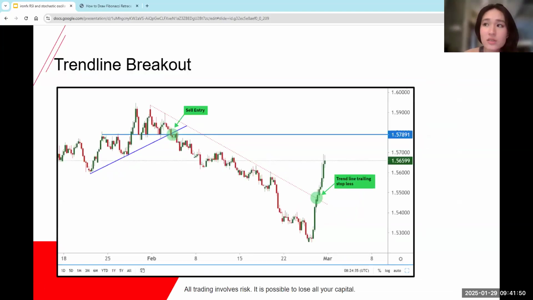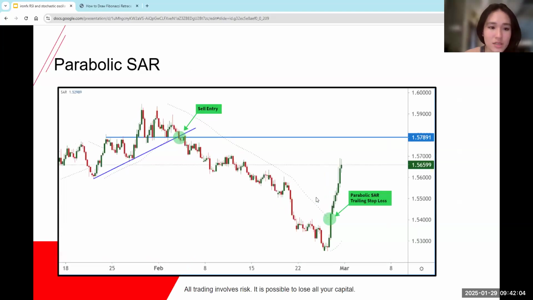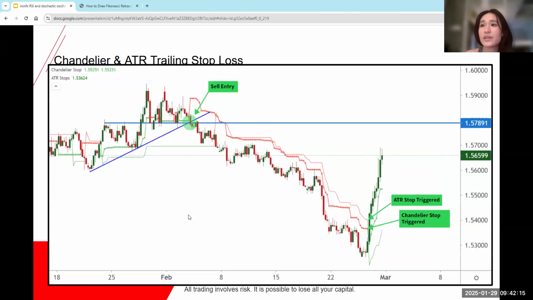Okay, trendline breakout, pretty similar concept to earlier. Here prices are moving below the descending trend line, and our trailing stop loss is triggered once price crosses over this line. Okay, parabolic SAR, also the same concept. And chandelier and ATR, also kind of the same concept. And we're looking at the same chart as well. So it should be quite straightforward.